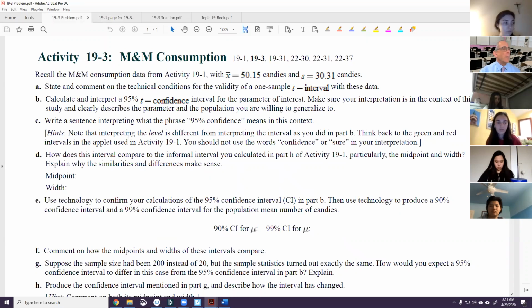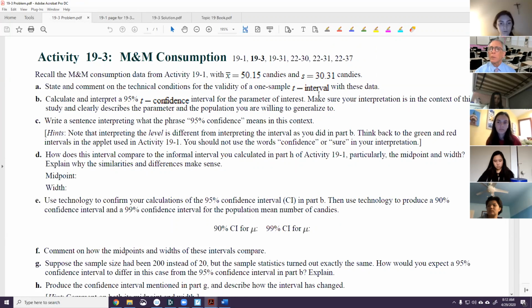So: state and comment on the technical conditions for the validity of a one sample T interval with these data. So let's just see what somebody got on that one there.